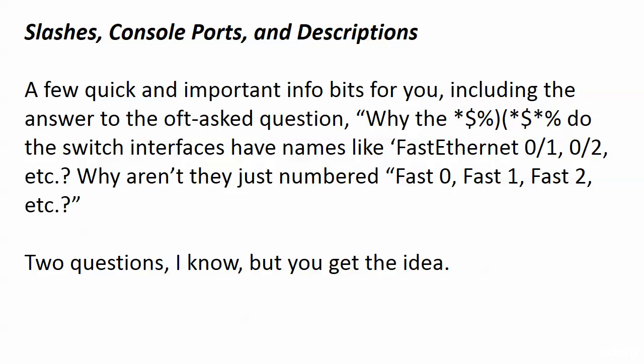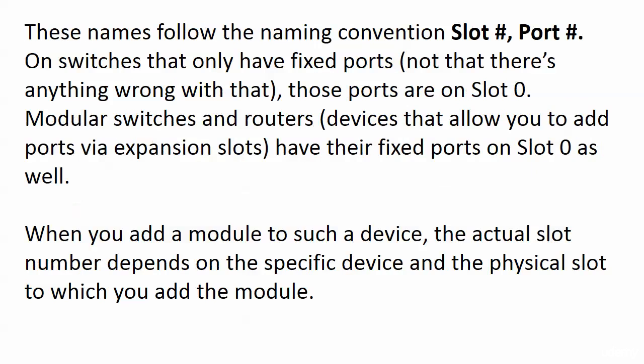Just a couple of things here before we move on to another section, but some important stuff here, including the answer to a question I'm asked all the time, and that's really why I'm putting it here in the course. Why did the switch interfaces have names like Fast Ethernet 0/1, 0/2, etc.? Why aren't they just numbered 0, 1, 2, 3, 4, like normal people count? Because when we're counting on our fingers or anything else, we don't say, well, this is 0/1, 0/2, etc. Well, here's where that comes from.